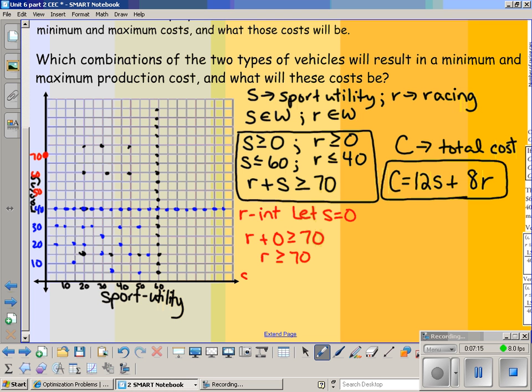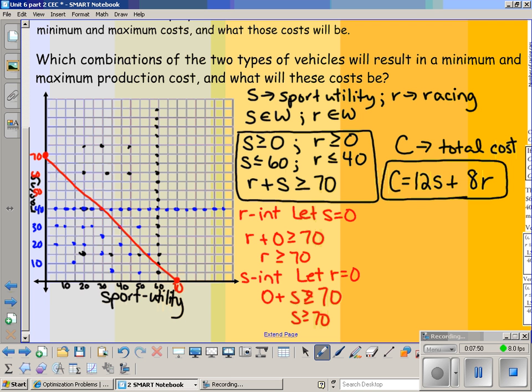Then if I want to find the S intercept, I'm going to let R equal 0. So again, I will have 0 plus S greater than or equal to 70, so S greater than or equal to 70. Our intercept is at 70. Now because this is going to be an oblique line, I will join them with the understanding that we are only using the whole values.